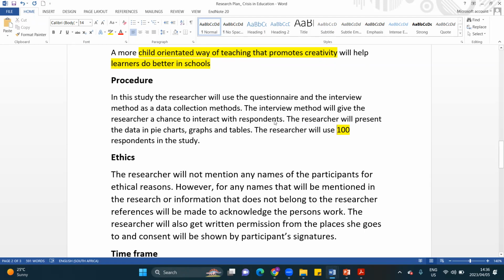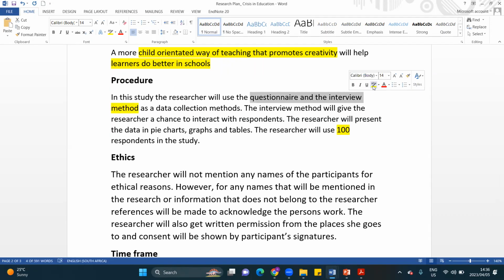Do we know the tool that the learner is going to be using? Do we know if the learner is using questionnaires or interviews? Do we know the method of how the learner is going to conduct the study? Do we have a method? Anyone? Yes, questionnaire and the interview. Questionnaire and the interview, right?